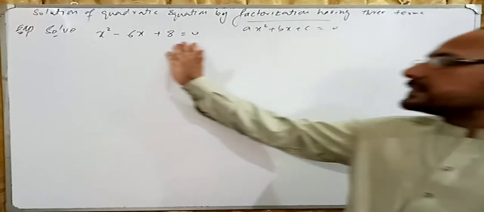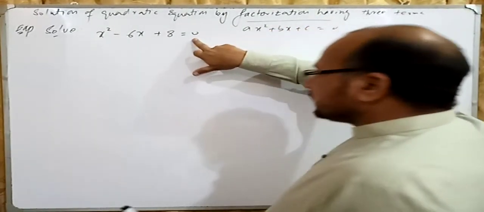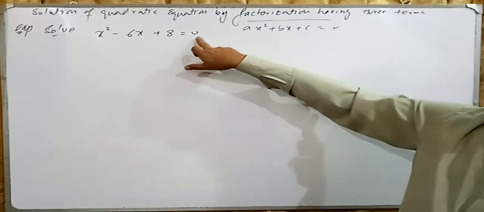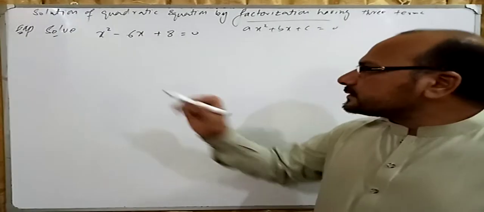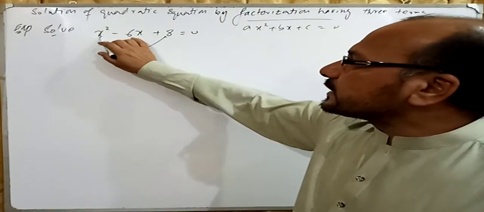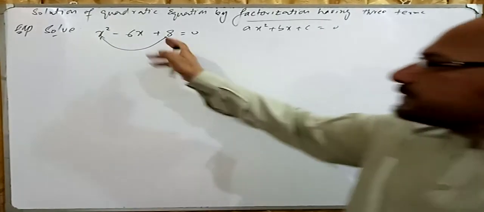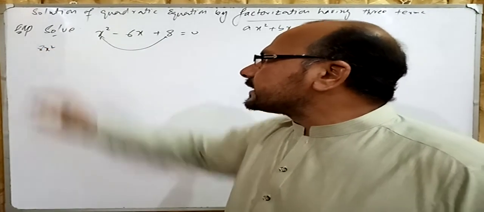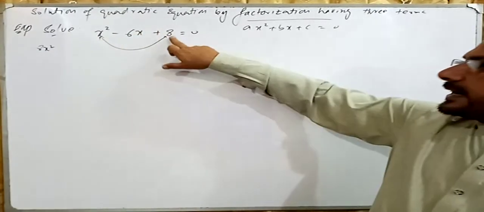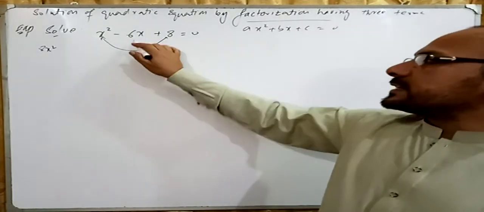First you have to shift all the terms to one side, and the right-hand side should be equal to 0. Now after that, you will multiply the square term with the constant term. When you multiply the square term with the constant term, like here we have x square and here we have 8, if you multiply them you will get 8x square. From the multiplication of the square term, meaning the first term, and the constant term, you will get 8x square. Then make two parts of the middle term.